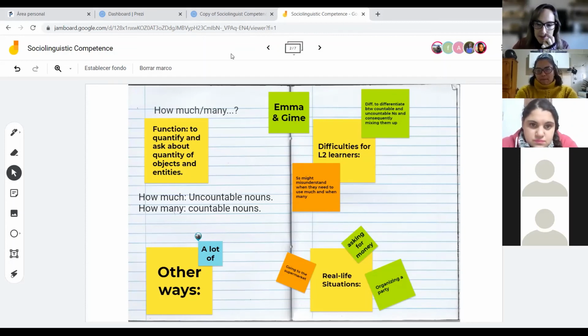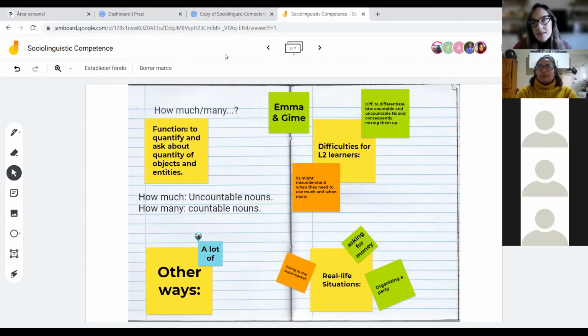Going a step further, and I don't want to put my foot in it, but taking into consideration inclusive language, we can even say cuantes. So there's another way of asking as well. A third one. That's right.